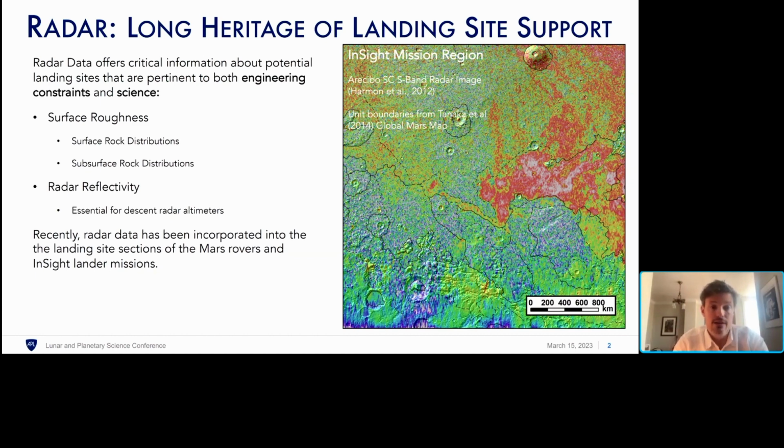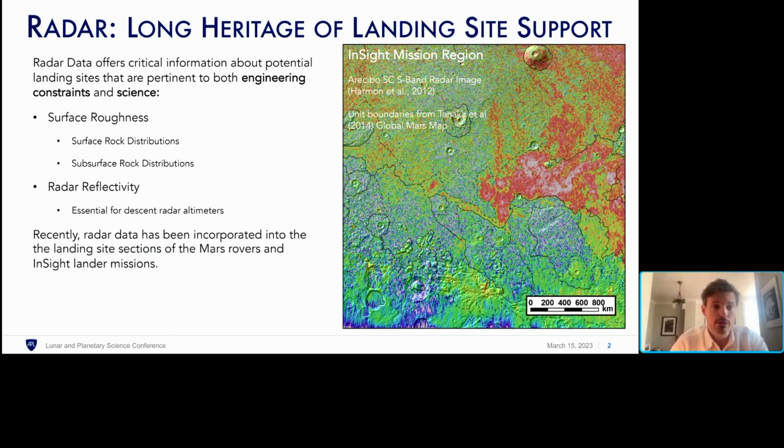And so it's been used a lot by the Mars program for selecting sites for the rovers and the InSight mission. I know it's probably sacrilege showing a bit of Mars data here in a lunar workshop, but nevertheless, I just want to show you this example on the right. This is from the InSight selection, which used Arecibo 12.6 centimeter wavelength. This is at kilometer scales because it was transmitted from Earth, but nevertheless, it was hugely beneficial.